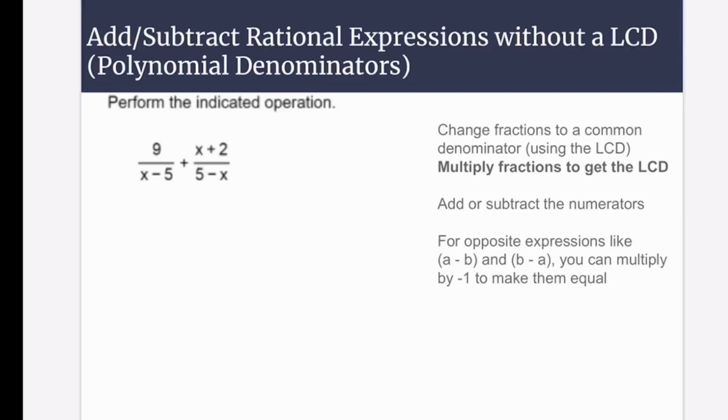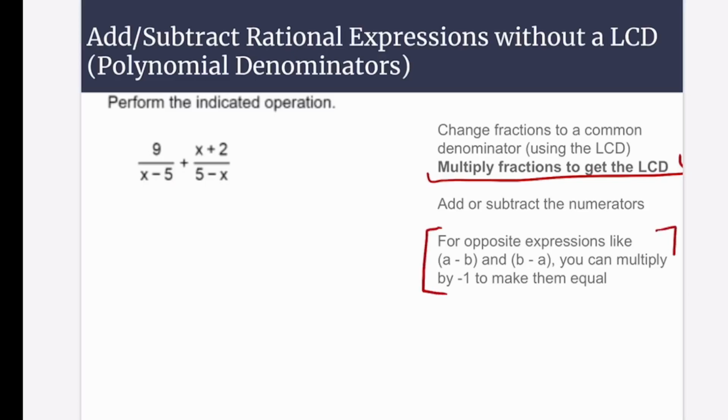Let's add and subtract rational expressions without a least common denominator. So we're going to look at polynomial denominators, denominators where there's some kind of adding and subtraction in there. In order to add and subtract, you need common denominators. The way you get a common denominator is you need to actually multiply the fractions in order to change the denominator to something else. Once we get a common denominator, we can just put the numerators together.